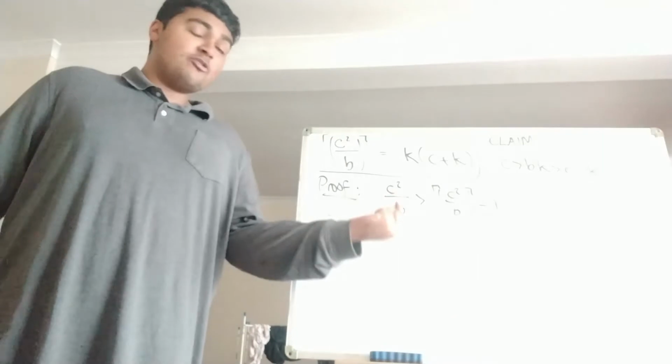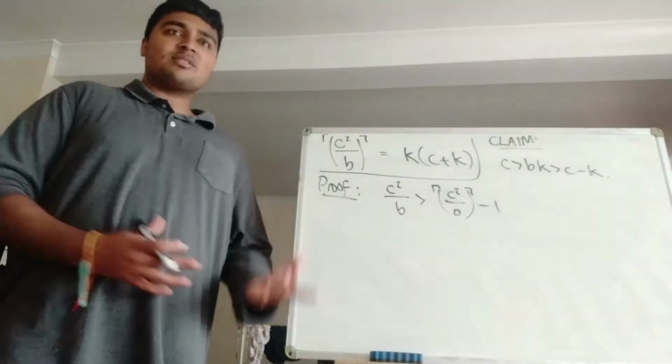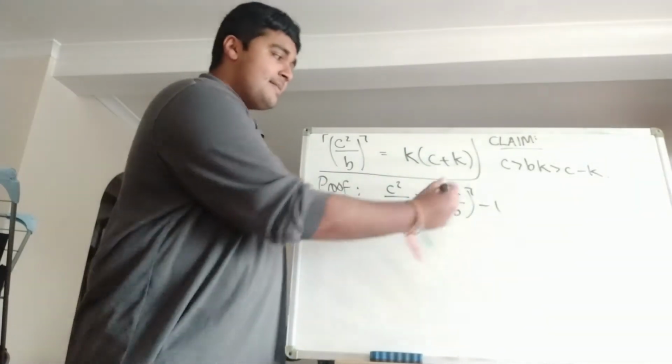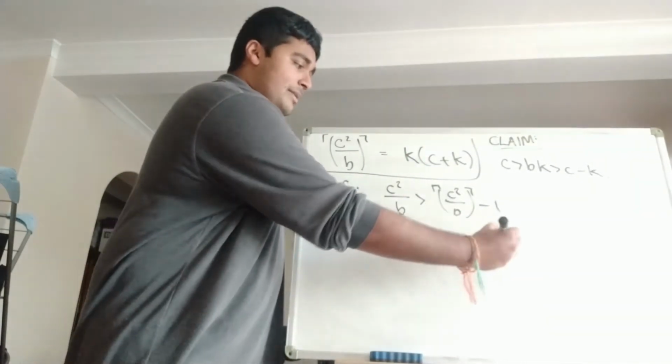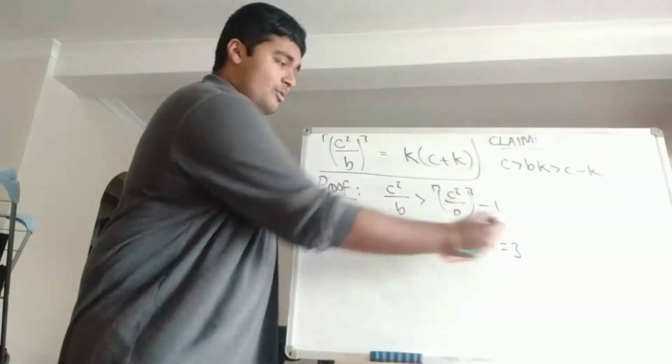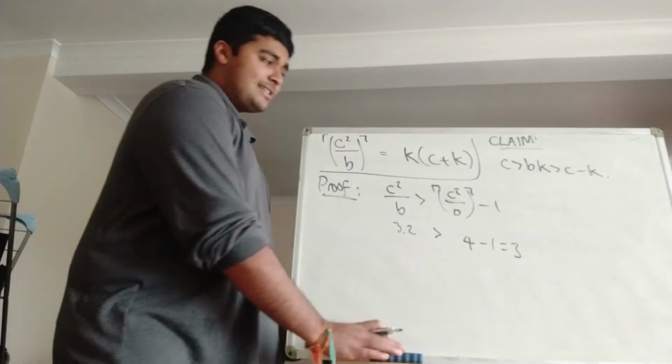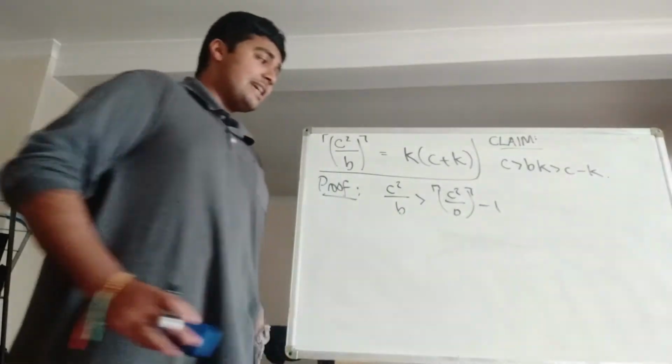Okay, what if c squared over b is not an integer? Well, let's say it's 3.2. So suppose c squared over b is 3.2, so not an integer. Then this guy here would be 4, then we get minus 1, so that equals 3, and of course 3 is less than 3.2, so this inequality here holds. So hopefully you can see why it holds in general. Okay, so we have this inequality here.